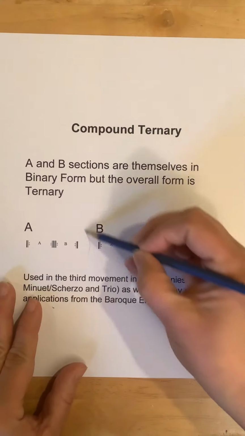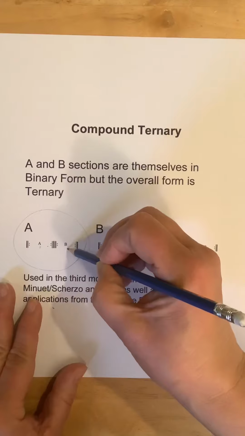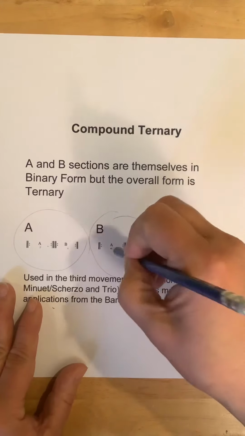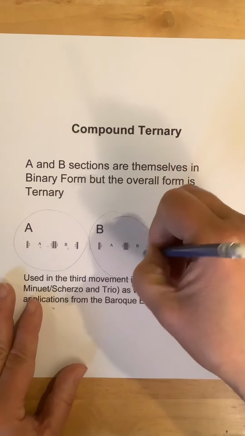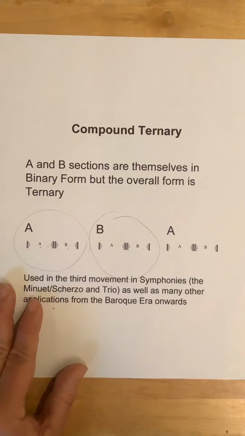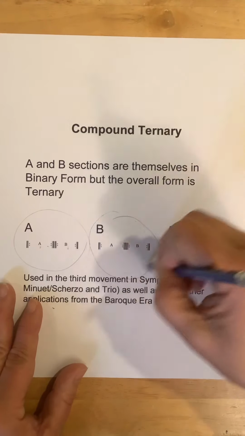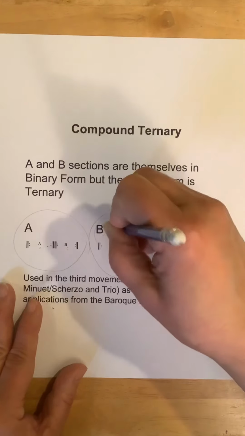So that means your A section has binary within it: A repeated, B repeated. Then a full B section, again contrasting, with A repeated and B repeated within the B section. Not the same as the first A and B. I could have used C and D, but that confuses people too, so I'm trying to keep it as less confusing as possible. So within the B section, which is contrasting, there's A repeated and B repeated.